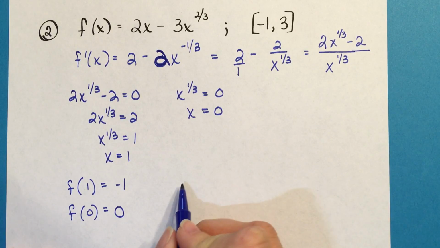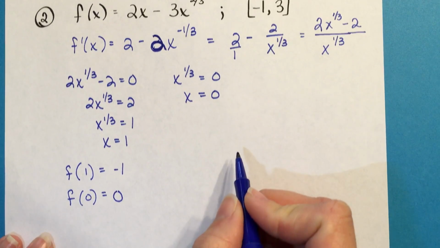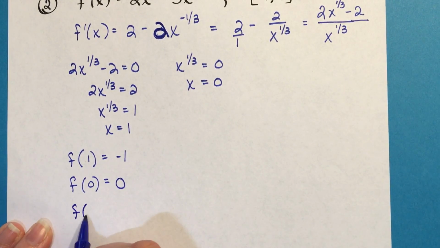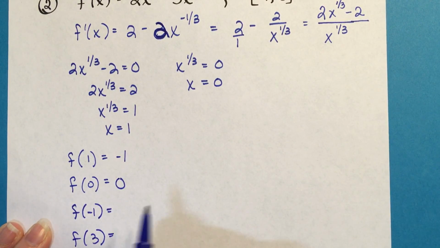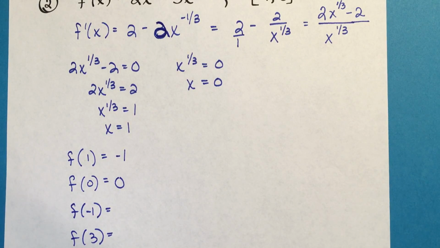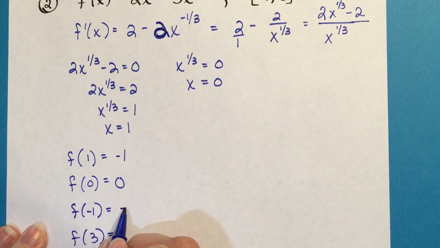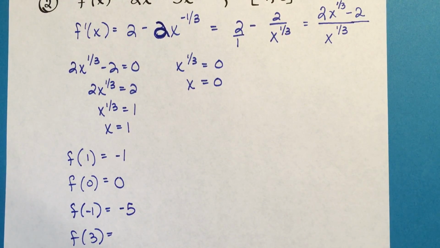Okay, now we've also got to test our endpoints. So I need to test the -1 and the 3. If you substitute -1 back into the original function, you're going to get -5. And if you substitute 3 back into the original function, you're not going to end up with a nice whole number, or an integer value. You just have to round it off, and it's going to be about -0.24.